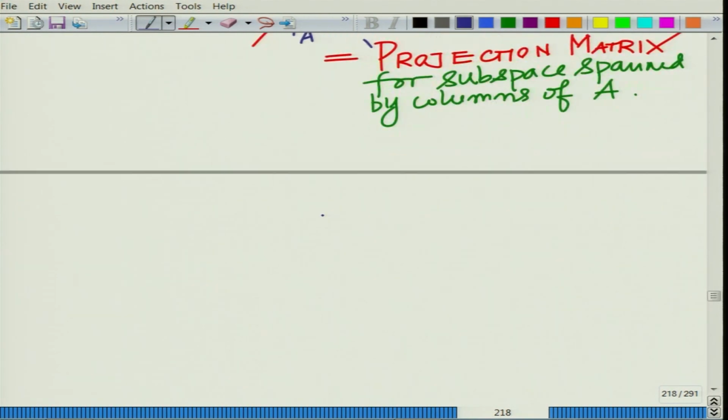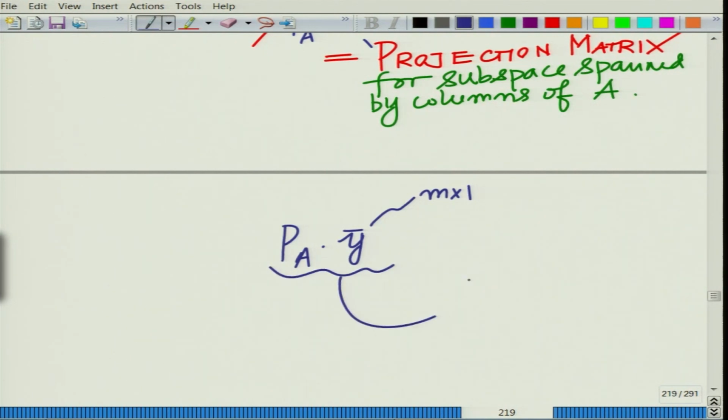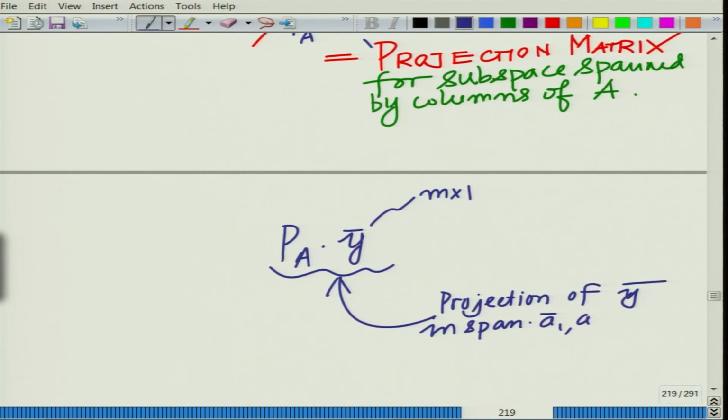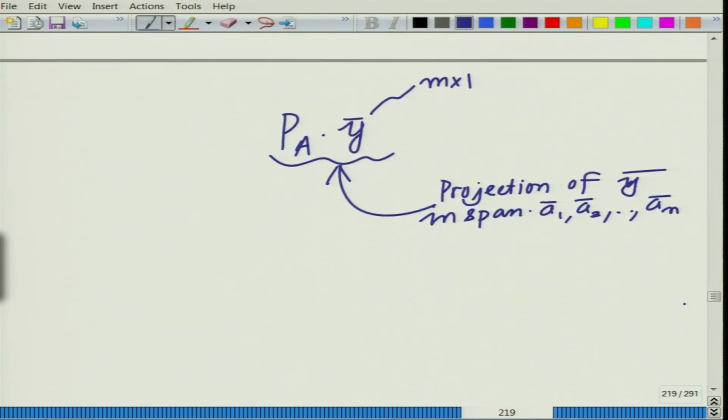So, what do we mean by the projection matrix for the column space of A? It means that if you multiply P of A with any vector y bar, of size m cross 1, this yields the projection of y bar in the span of A1 bar, A2 bar, and so on up to An bar, that is the columns of A.